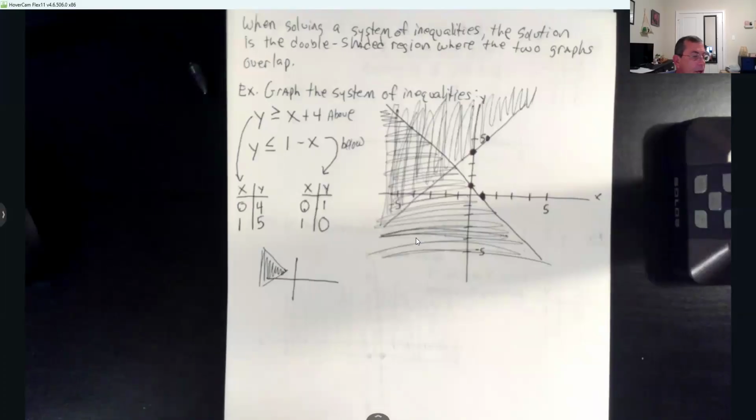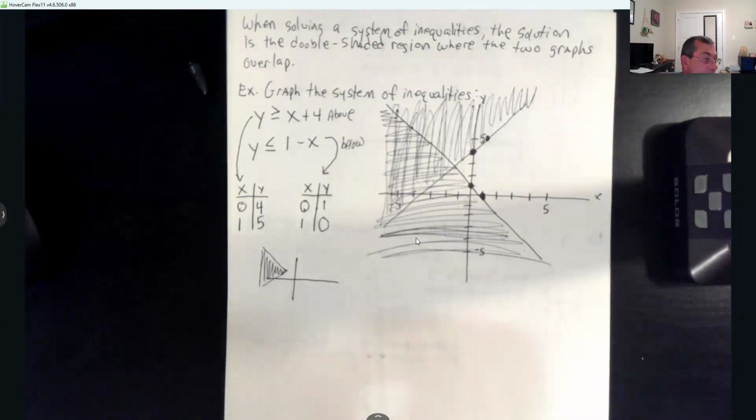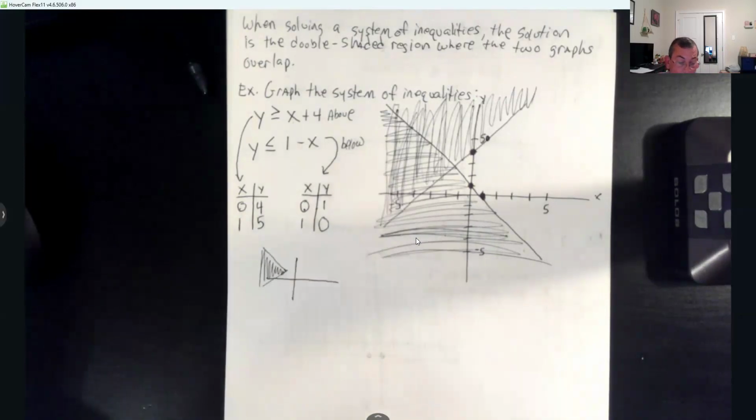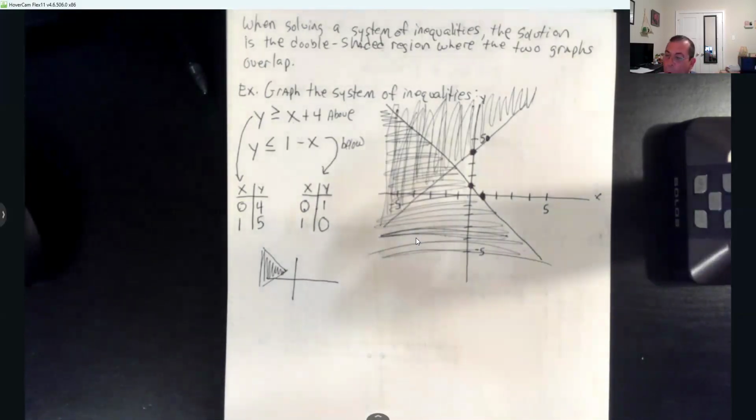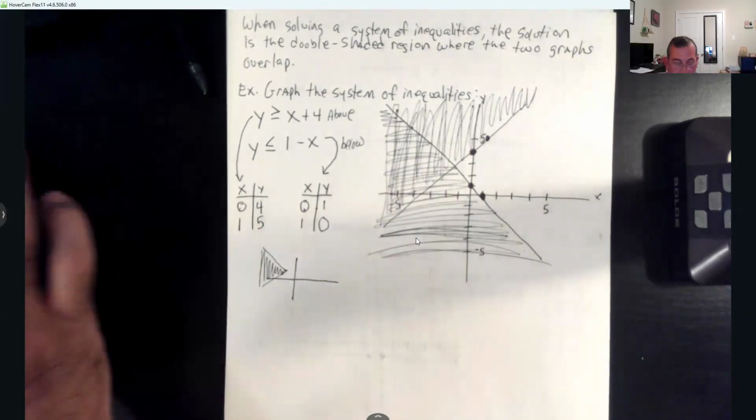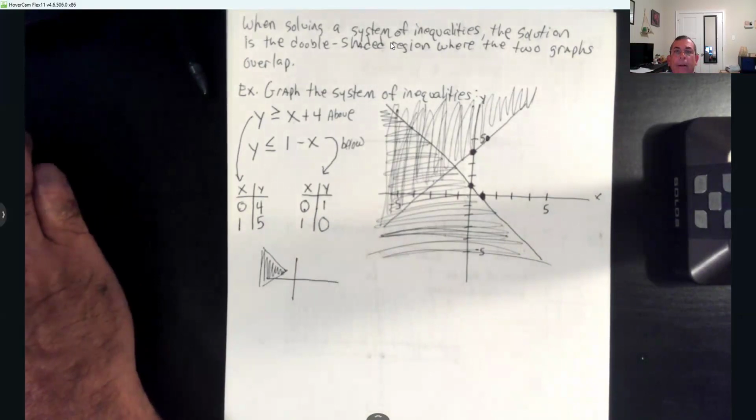So y'all, that's the trick on 3-7: to figure out what kind of line you're drawing, whether it be solid or dashed, and where are you shading, above or below? All right, y'all, any questions over that?